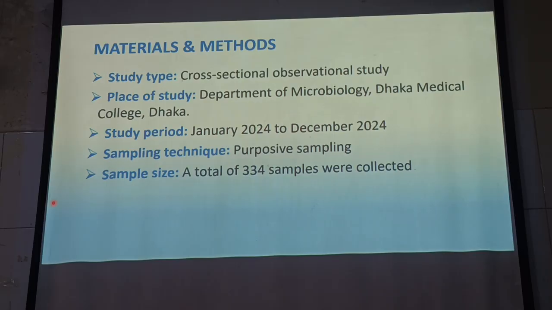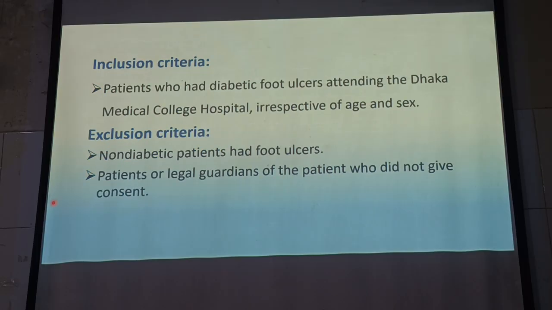Materials and methods. This was a cross-sectional observational study conducted at the Department of Microbiology, Dhaka Medical College from January 2024 to December 2024. Purposive sampling technique was used and total 334 samples were collected. Inclusion criteria: patients who had diabetic foot ulcers attending Dhaka Medical College Hospital irrespective of age and sex. Exclusion criteria: non-diabetic patients with foot ulcers and patients or legal guardians who did not give consent.